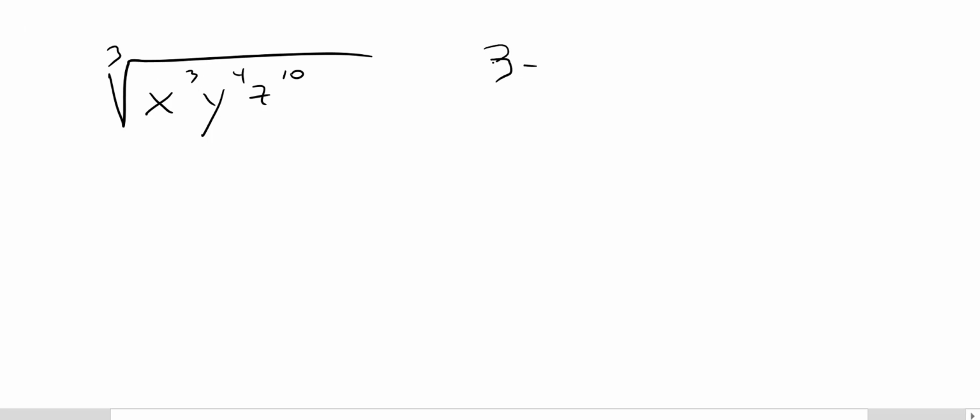And it's with the cube root. So if I do cube root, we'll ignore numbers for now. Let's do cube root of x cubed, y to the 4th, z to the 10th. All right, so you're kind of doing the remainder thing again, what's left over. So 3 divided by 3 is 1. No remainder, nothing left here.